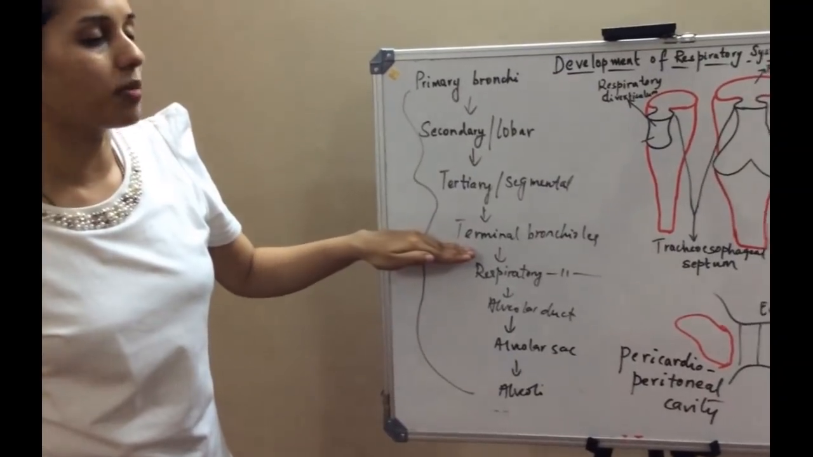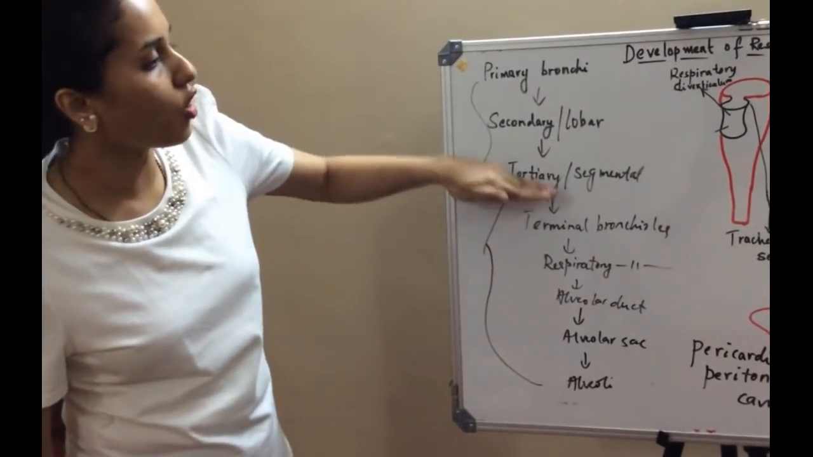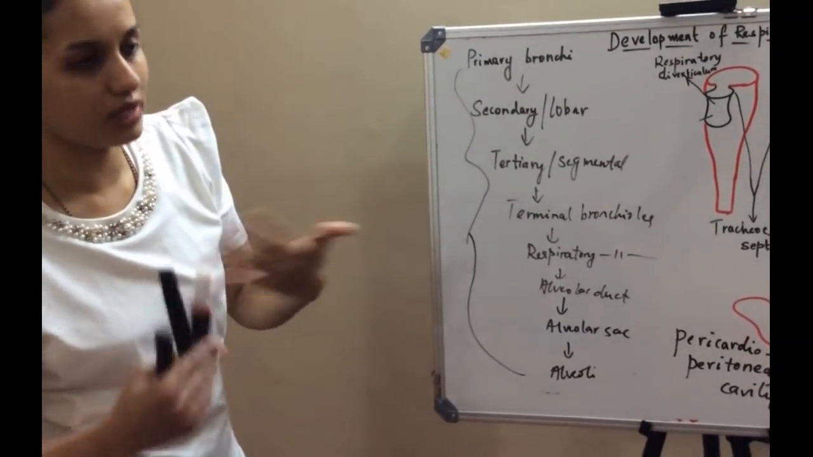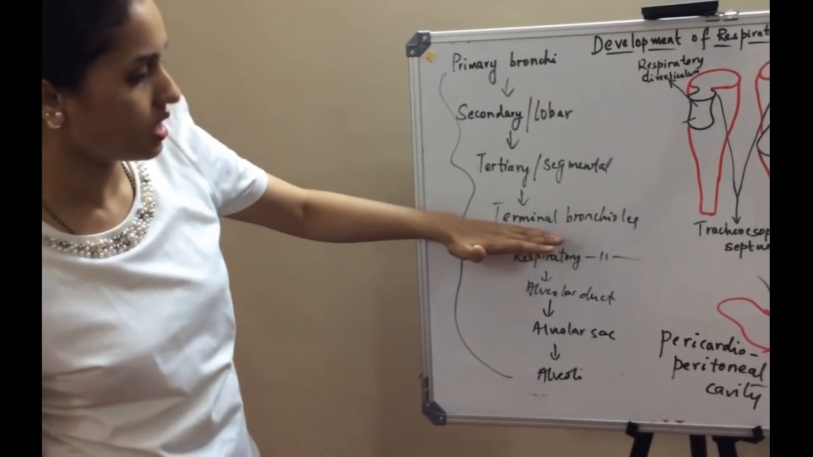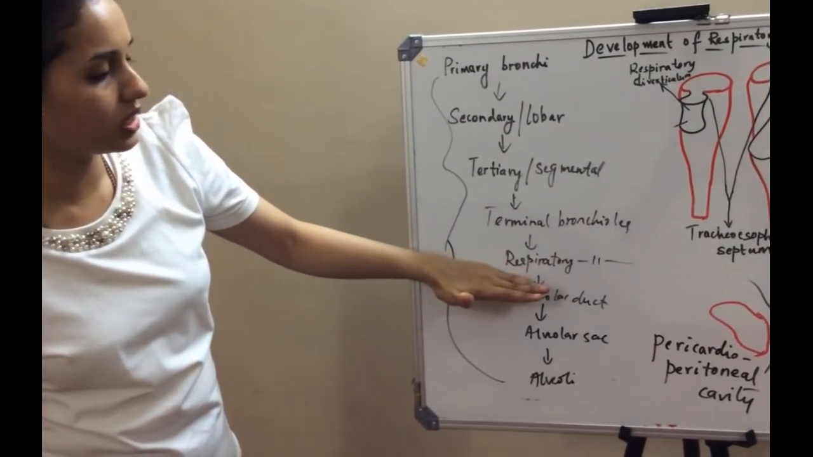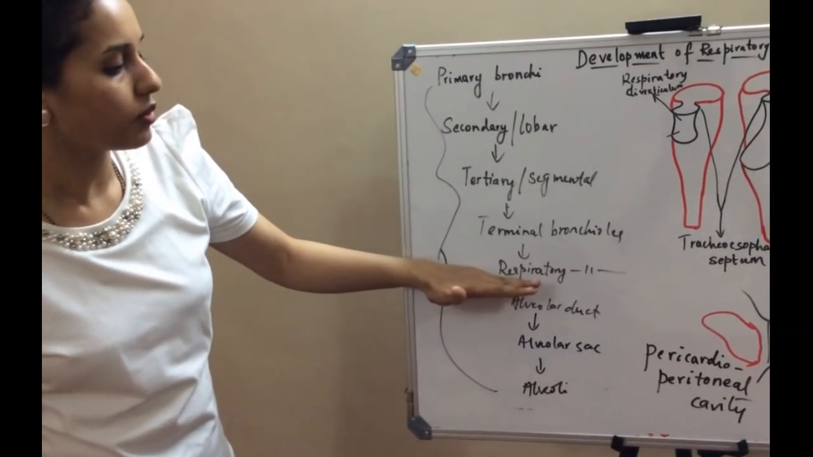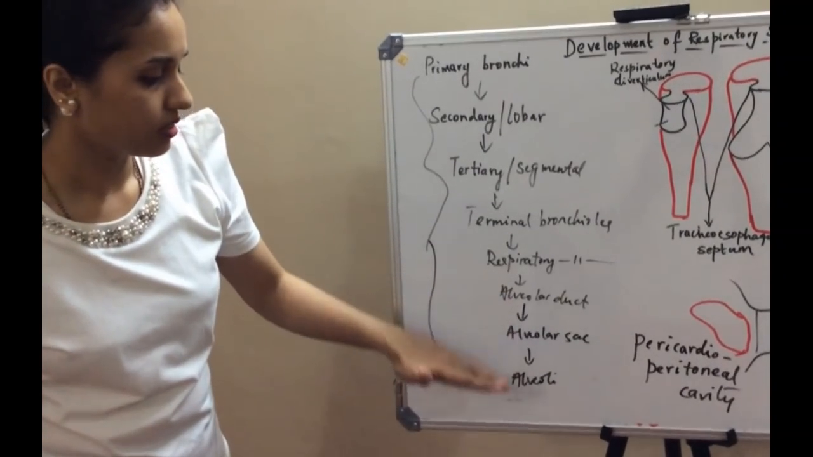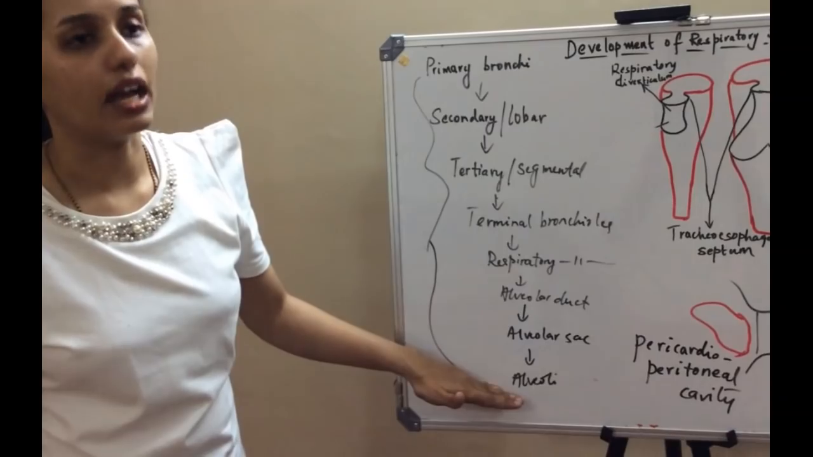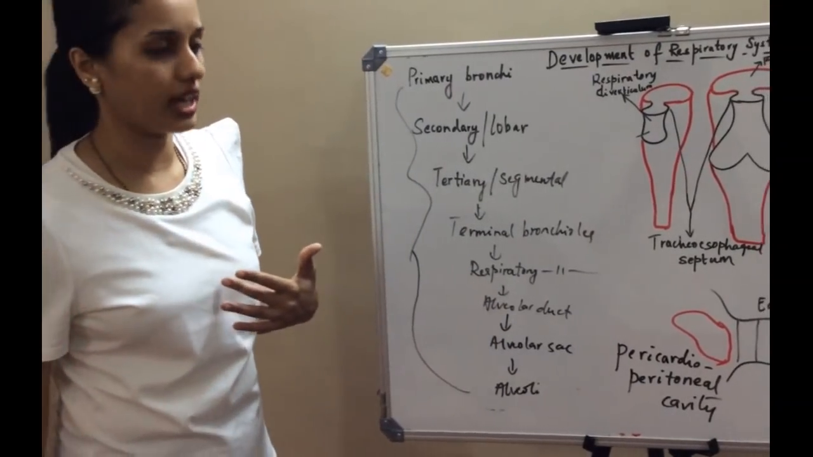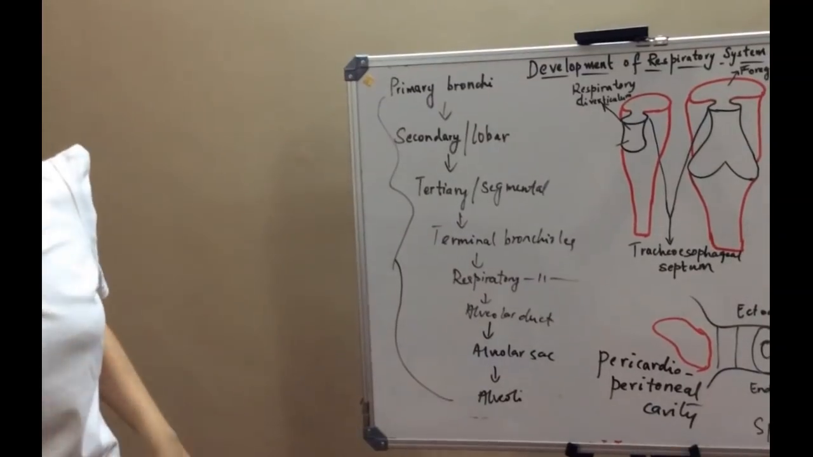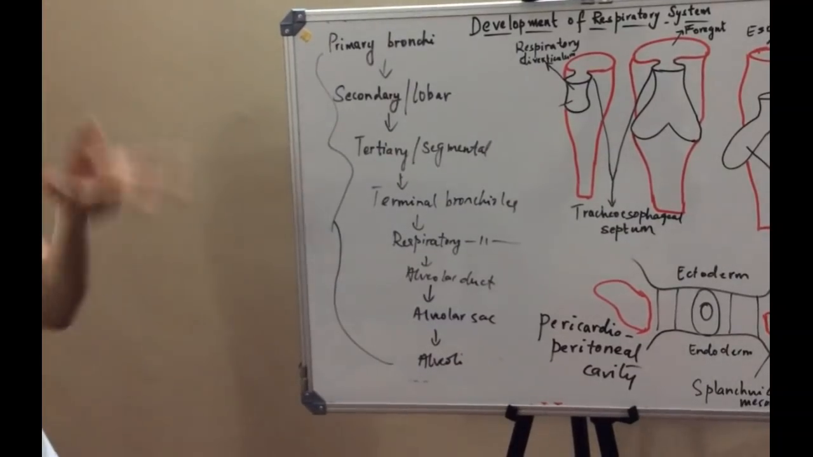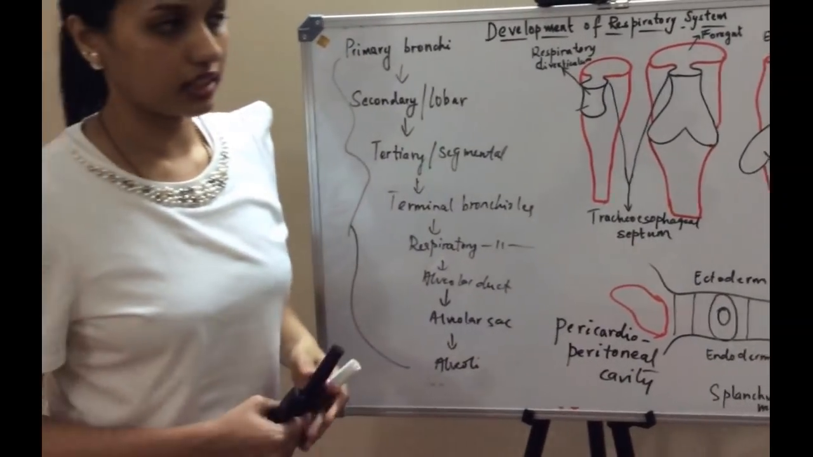Further branching forms terminal bronchioles. This forms the conducting system of the respiratory tract. From here begins the respiratory portion, where proper respiration takes place. The terminal bronchioles will further divide into respiratory bronchioles, from respiratory bronchioles to alveolar ducts, from alveolar ducts to alveolar sacs, and the alveolar sacs lead into the alveoli where the gaseous exchange takes place. These are the parts of the tracheobronchial tree, and this formation is mainly regulated by the interaction between the endoderm and the splanchnic mesoderm.